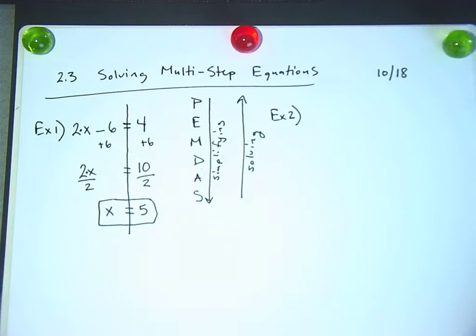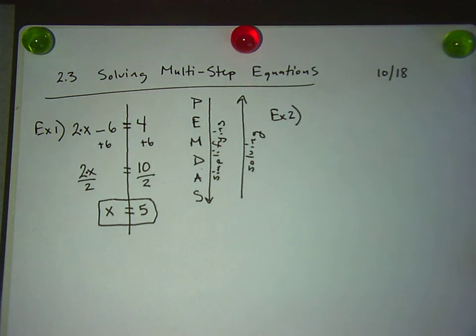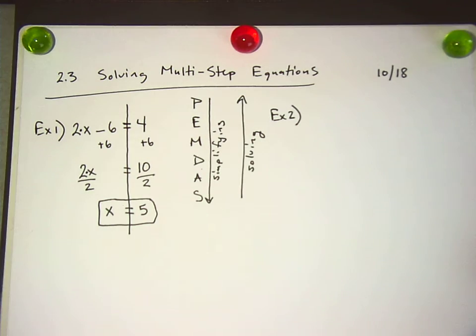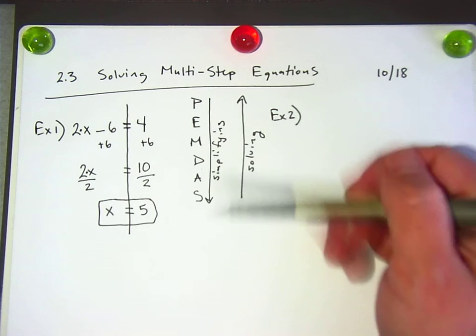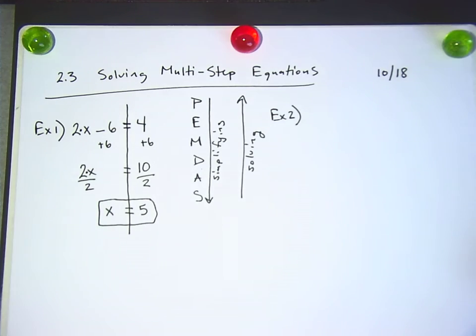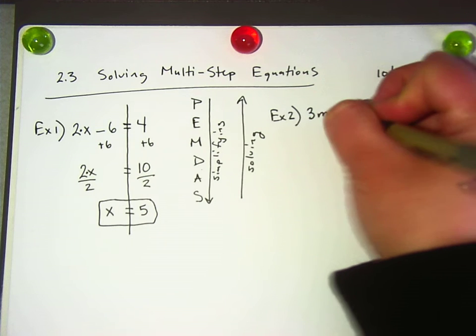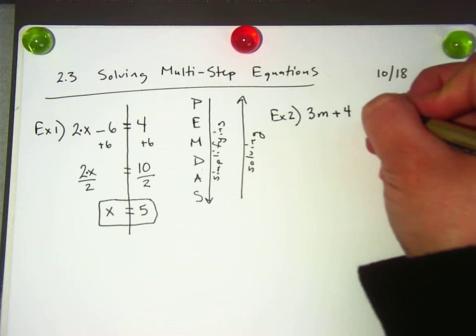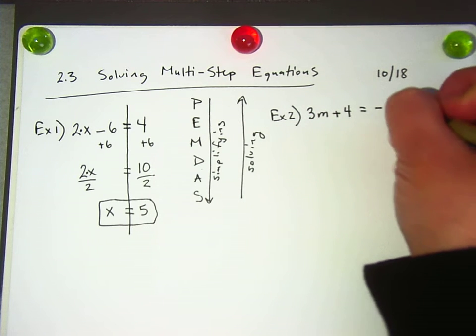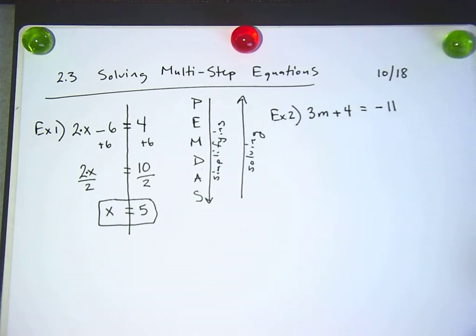Not bad? Beautiful. I think the biggest question people come up to me with this is they always say, how do I know what order to do things? And again, it's just opposite PEMDAS now. All right, so I'm going to give you one that you're going to try by yourself. And then I'm going to give somebody a prize for completing it. 3m plus 4 is equal to negative 11.